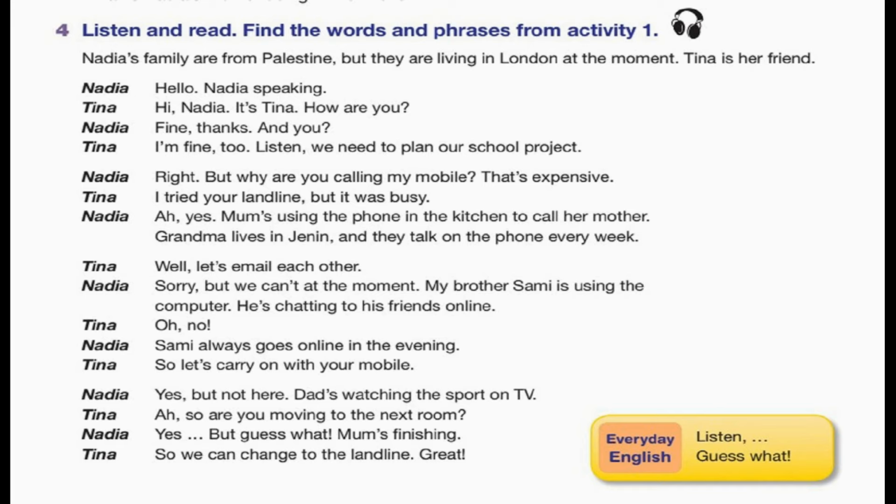Well, let's email each other. Sorry, but we can't at the moment. My brother Sammy is using the computer. He's chatting to his friends online. Oh no! Sammy always goes online in the evening. So, let's carry on with your mobile. Yes, but not here. Dad's watching the sport on TV. So are you moving to the next room? Yes. But guess what? Mum's finishing. So we can change to the landline. Great!